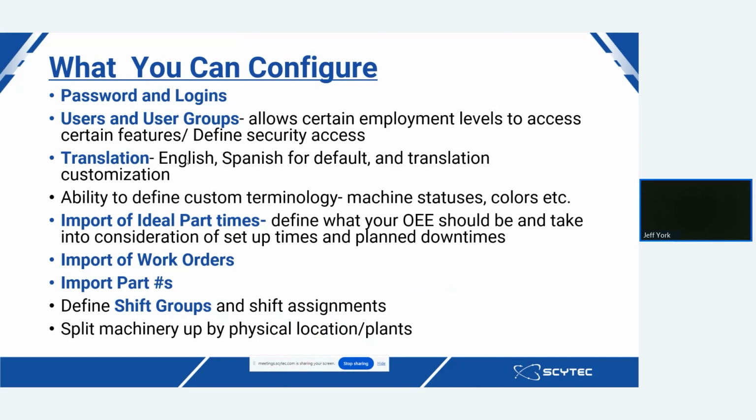One of the other things that you can do inside of the configuring portion of the desktop version of Data Exchange is import ideal part times by defining what your OEE should be and taking into consideration what setup times and planned downtime should be, so that this does not negatively affect what your utilization percentage actually is. You can also import work orders, as well as import part numbers, as well as define shift groups and shift assignments. And you can also split up machinery by physical location or plants.